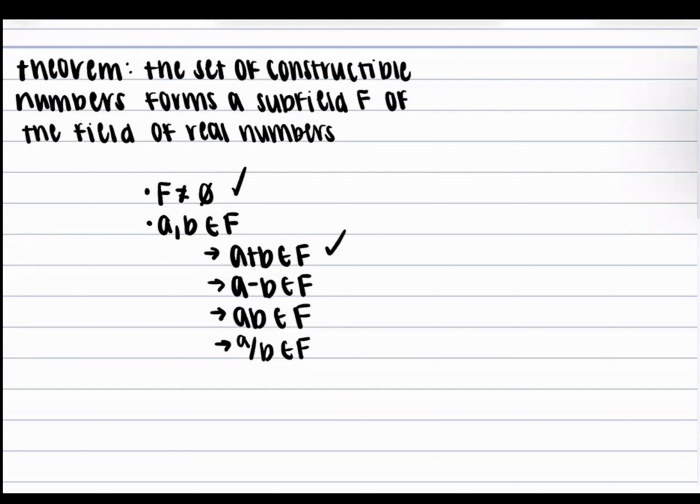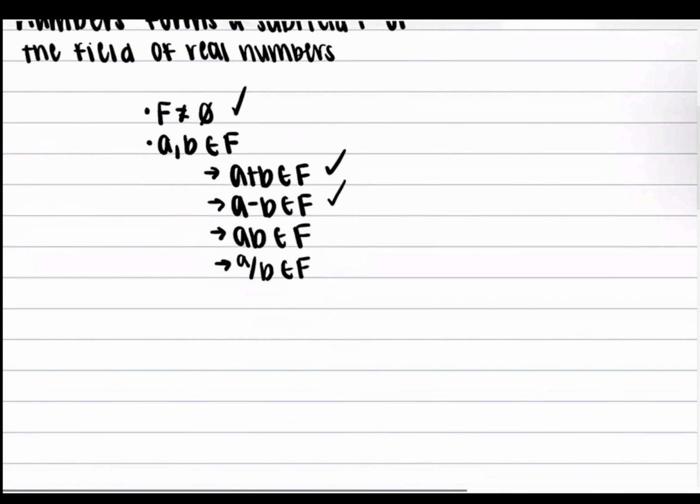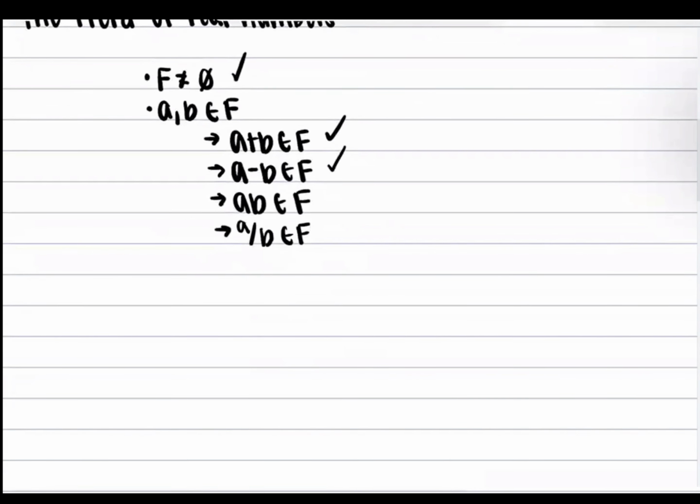We've also already shown that we can add 2 constructible numbers and get another one. Thus it is very easy to show that A minus B is an element in F. So it's also important to note that B cannot equal 0 for A divided by B.